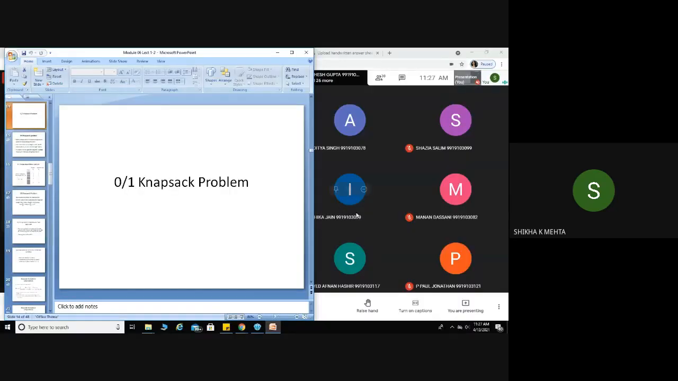A knapsack problem using the dynamic programming approach. So can anybody tell me what is knapsack problem? We have already studied about that. I want someone to tell me what is knapsack problem.